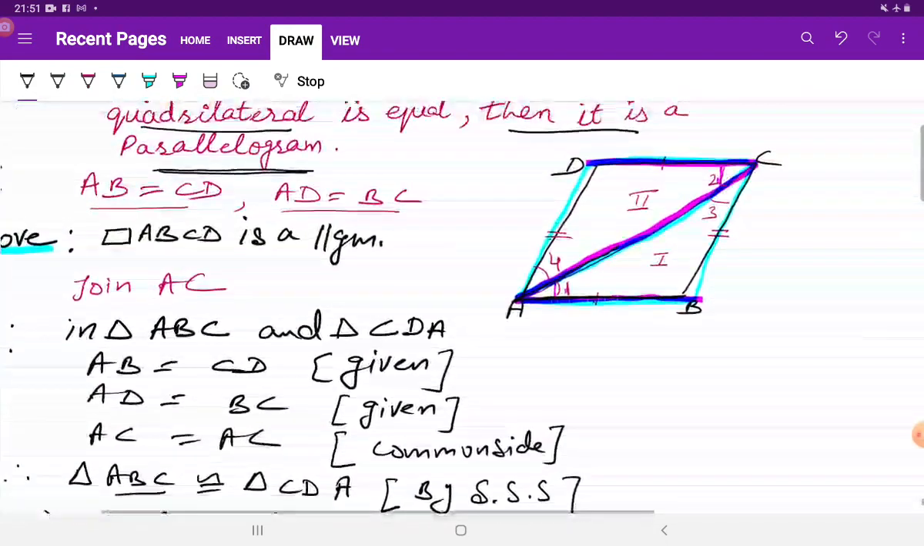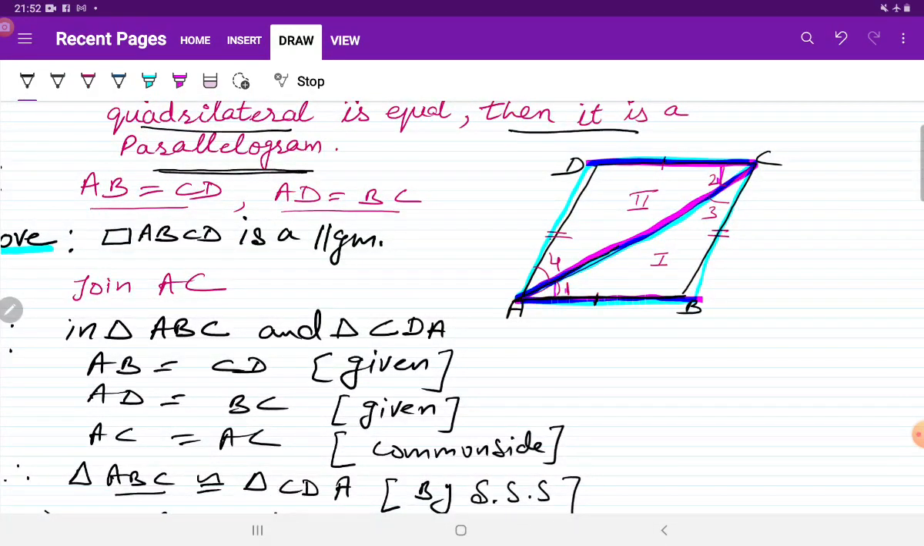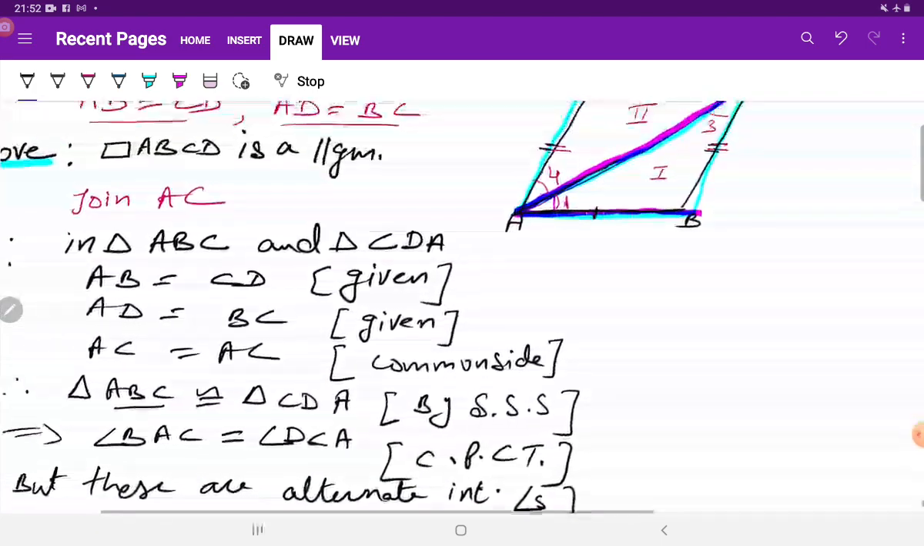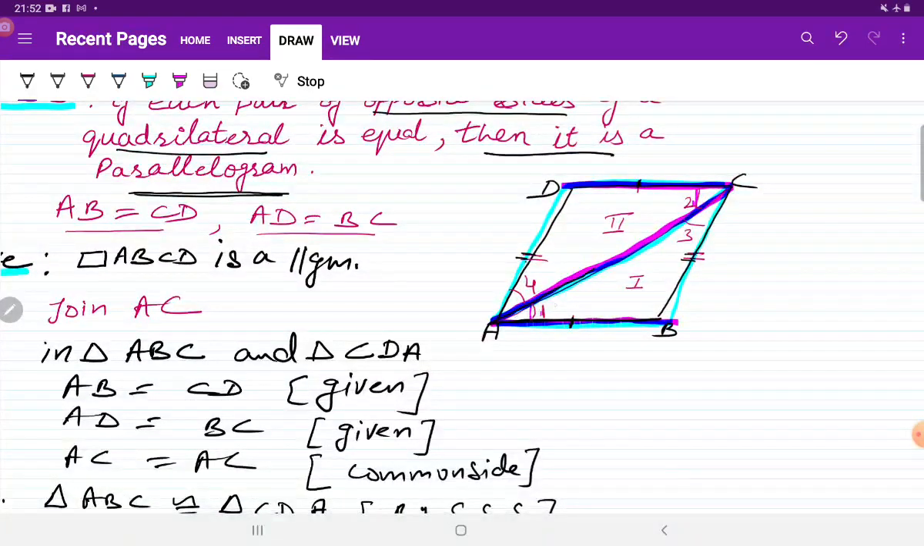So here we proved one part of this quadrilateral is parallel, and then the second part also we have to prove. Now come to the second part. So if two triangles are congruent, we already proved triangle ABC is congruent to triangle CDA. Then the remaining parts will be equal. First part we already took. Now second part we will take angle 3 equal to angle 4.